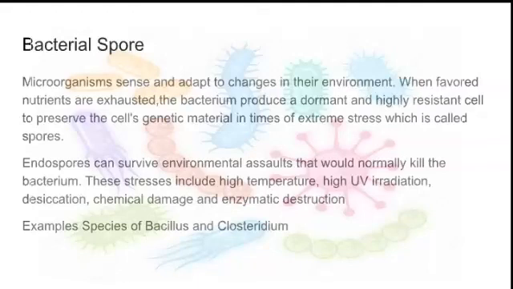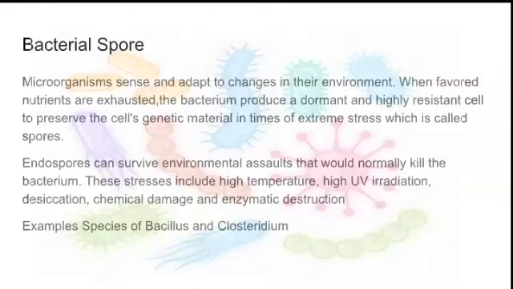Usually when we boil or expose bacteria to extreme high temperature, the bacteria die. To prevent this, some of the bacteria change into spores, or endospores, just to prevent death and survive in the difficult situation. These stresses include high temperature, high UV radiation, chemical damage, enzymatic destruction. These all will not do anything to the endospores.